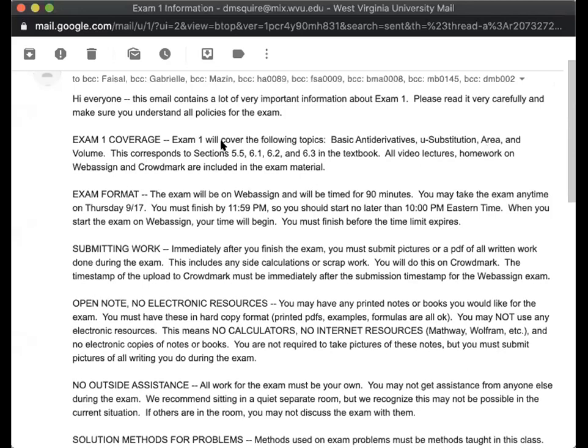In the textbook, you guys know I don't refer to the textbook a whole lot, but if you do want to look at the textbook, that is covered in sections 5.5, 6.1, 6.2, 6.3. If you're looking at those sections, they probably don't cover things the same way we do, but they cover the same material that we do. And so your call as to whether it's useful to look at the textbook, but those are the official textbook sections. Video lectures, homework, WebAssign, and crowd marker are all included in the exam material.